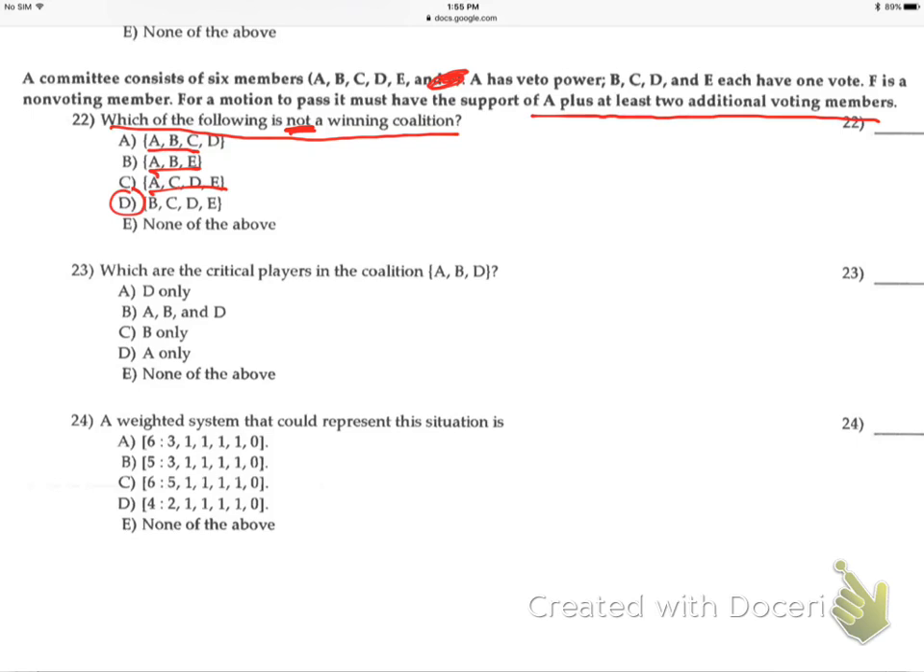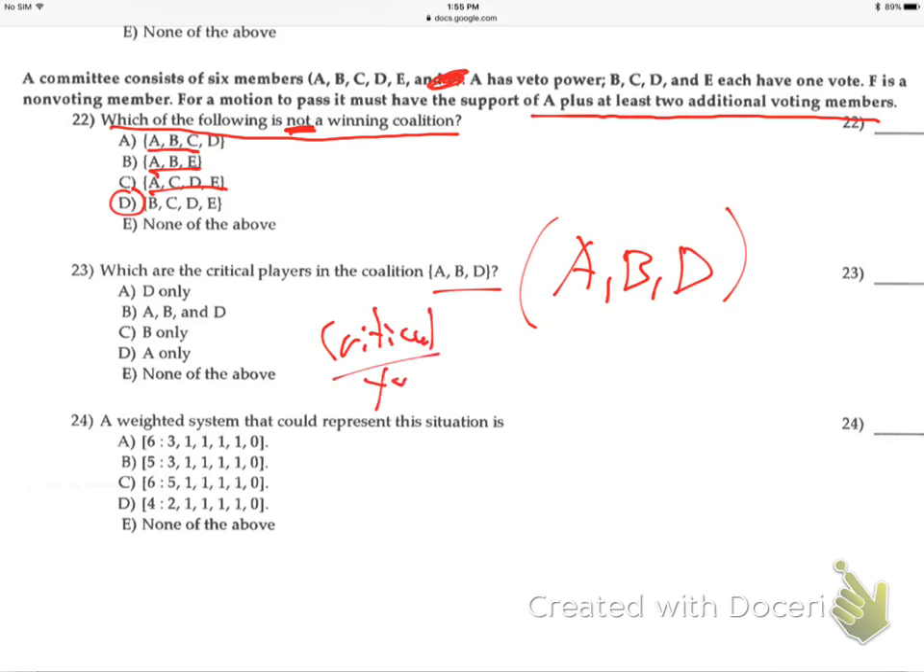Good. Number 23. Which are critical in the ABD team? ABD. Who's critical? Let's go through. Remember what critical means? Critical means you quit, they lose. So if A quits this team, does the team lose? Yeah, they got to have A and 2 others.